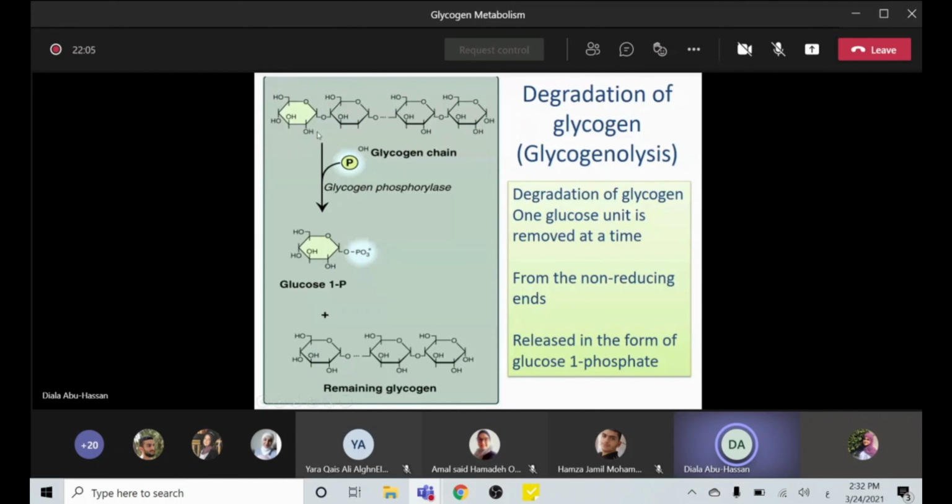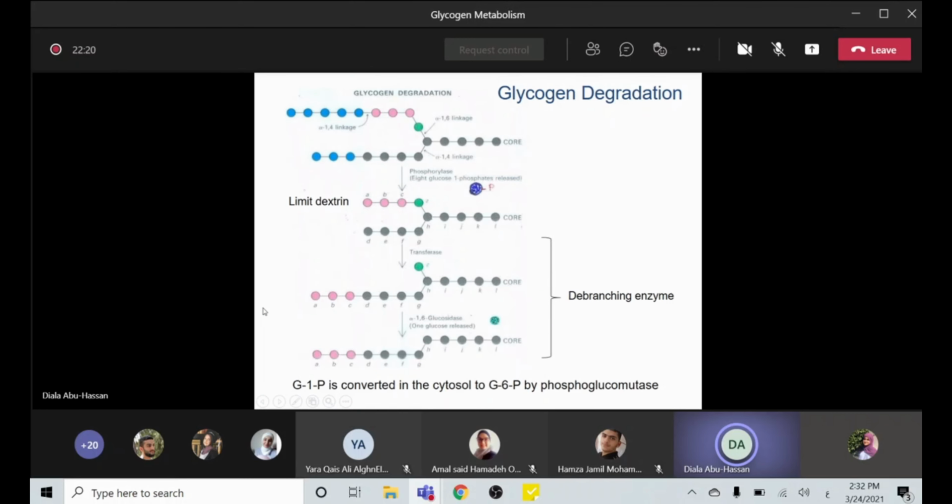So this is for the main chain, this is for a straight chain. What happens whenever we encounter branches? So the process is going to continue. This is the first blue residue removed, the second one removed, the third one removed, the fourth one removed, the fifth one removed. On this branch, for example, several residues were removed. But at some point, whenever I have four residues in the branch, the removal of these glucose residues is going to stop.